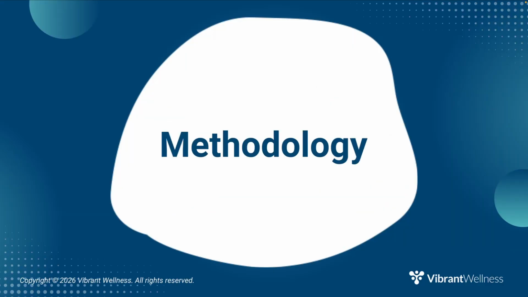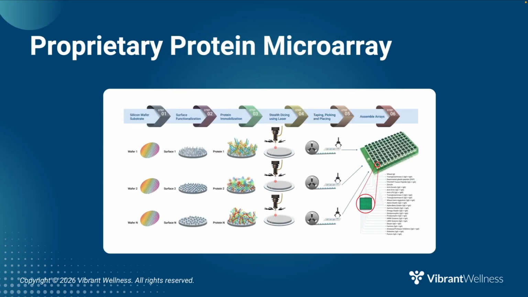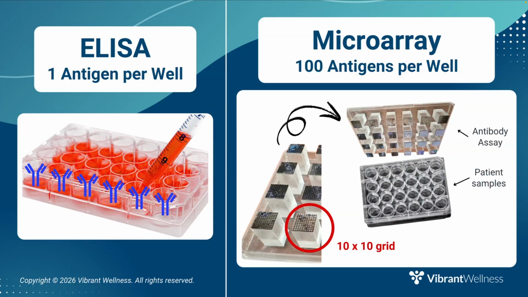Now, let's talk about methodology. Vibrant uses a proprietary protein microarray to quantify antibodies to food proteins, peptides, lectins, and aquaporins. To help you better understand this methodology, I will explain how Vibrant makes the 3-D microchip used to run this test. But first, please note that the microarray utilizes ELISA methodology. ELISA stands for Enzyme-Linked Immunosorbent Assay, a commonly used laboratory technique. However, instead of 1 antigen per well, Vibrant can measure up to 100 antigens per well.